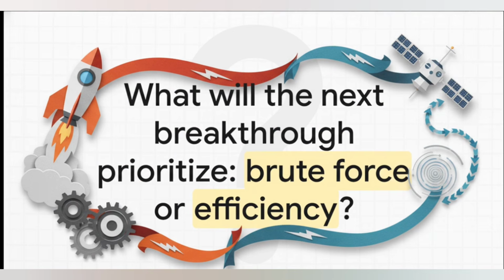So, at the end of the day, the crucial point to take away is this constant tension in rocket design between brute force power and elegant efficiency. And that leaves us with a really fascinating question for the future. As we push farther and farther out into the cosmos, what will the next great breakthrough in rocketry prioritize? Will it be raw power, or will it be long-term persistence?